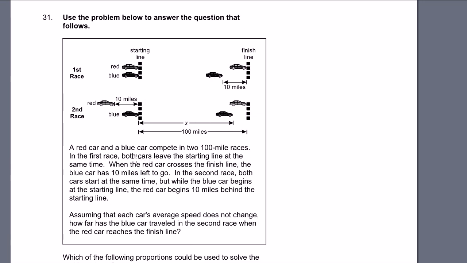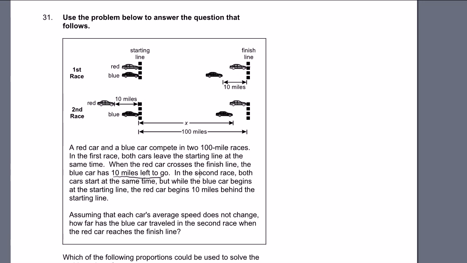In the first race, both cars leave the starting line at the same time. That's right there. When the red car crosses the finish line, the blue car has 10 miles left to go. They drew that right there. Red car crosses the finish line, blue car has 10 miles left to go.